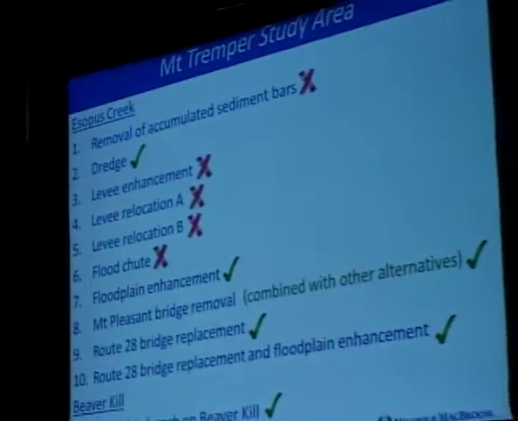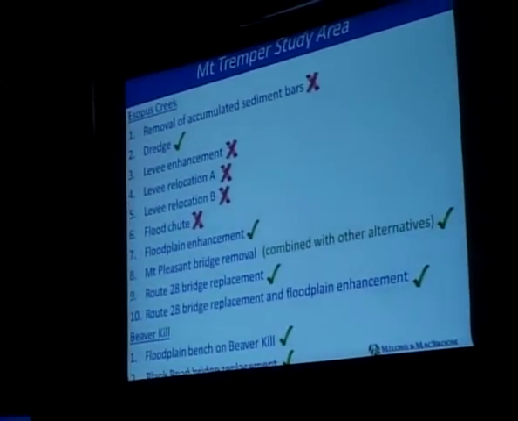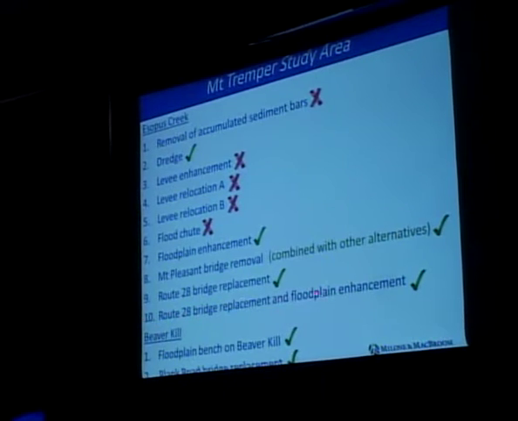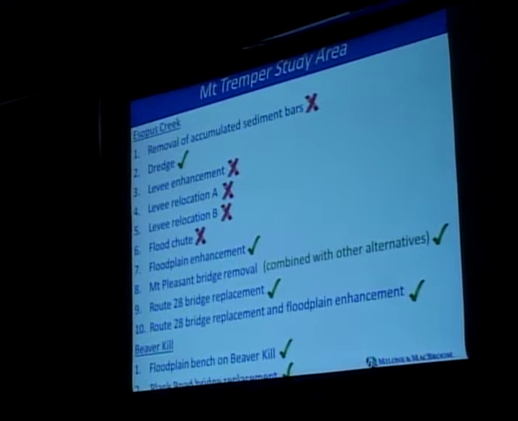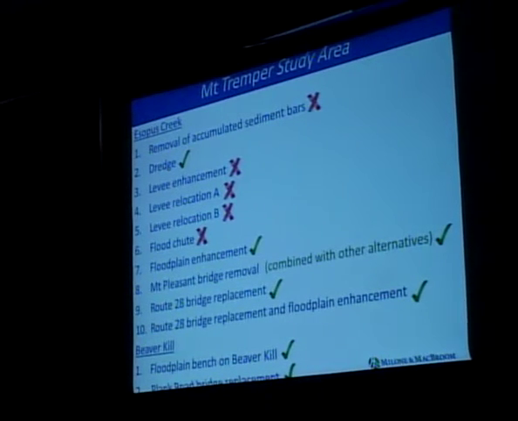So here's all the alternatives we looked at in the Mount Tremper study area. Some of them we've rolled out, like the levee enhancement, the flood chute. But others we looked at, we want to look at more closely in the benefit cost analysis. The dredge scenario, the enhancement of the floodplain, the Mount Pleasant Bridge removal, which is part of the floodplain enhancement project, the replacement of the Route 28 bridge, and then a combination of the two. And then both the scenarios on the Beaver Kill. Because all of them had some flood reduction merits.